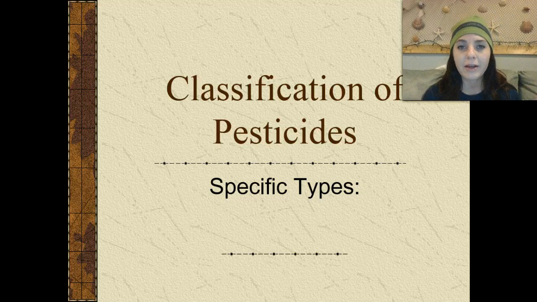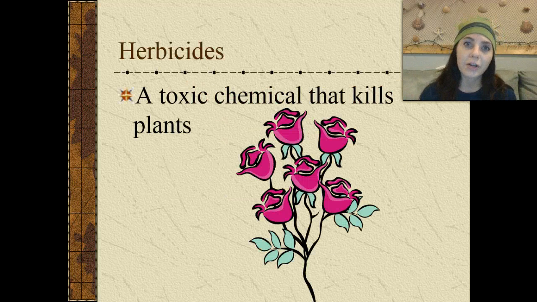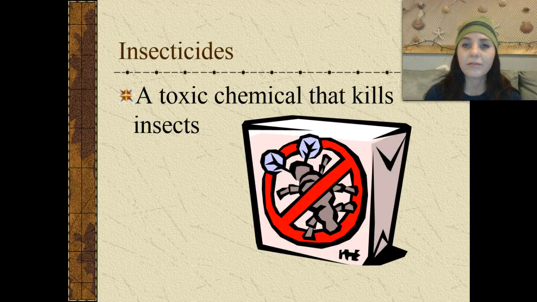So there are many different types of pesticides, and each one is specific to what it kills. Here are some of the types of pesticides that we have. We have herbicides, which are toxic chemicals that kill plants. So we have weeds growing in our garden that we want to get rid of, so we use a type of herbicide. Same thing for farmers that are growing massive amounts of crops. They're going to use herbicides to kill off any unwanted plants that are intruding on the crop that they're trying to grow. We have insecticides, which are toxic chemicals that kill insects, such as fleas, ants, ticks, hornets, roaches. All of those are killed by using insecticides.